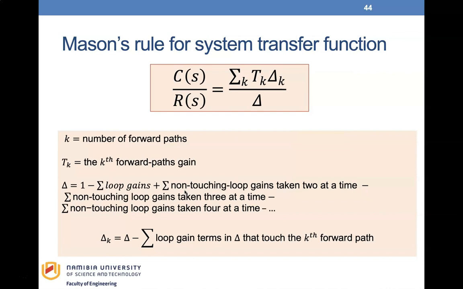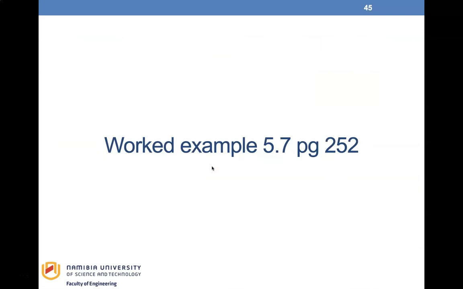And then delta_K is equal to delta minus the sum of loop gain terms in delta that touch the kth forward path. In other words, delta_K is formed by eliminating those loop gains that touch the kth forward path from delta. In this class, we will use block diagram algebra mainly. However, if you want to get a better understanding and a feel of the Mason's rule method, I encourage you to go through the worked example on page 252 of your textbook.